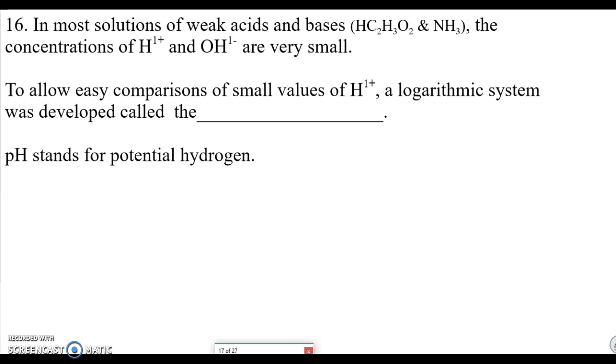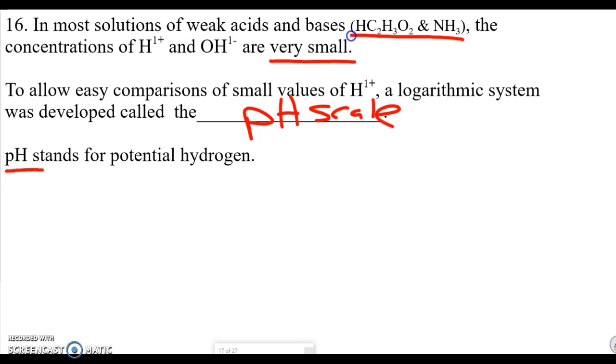16. In most solutions of weak acids and bases, like these two, these are a weak acid and weak base, the concentrations of the hydrogen ion and hydroxide ion are very small. That means their K values would be very small. To allow for the easy comparison of small values of hydrogen ion, a logarithmic scale was developed, called the pH scale. pH stands for potential hydrogen.